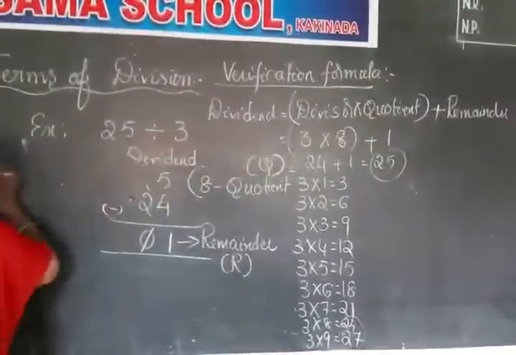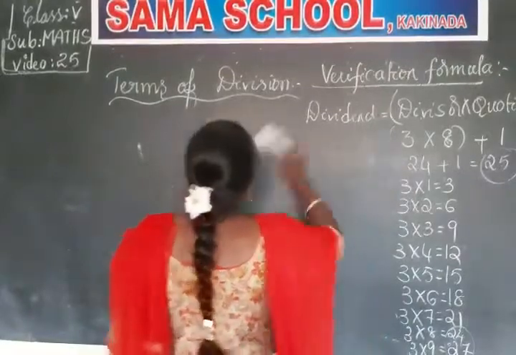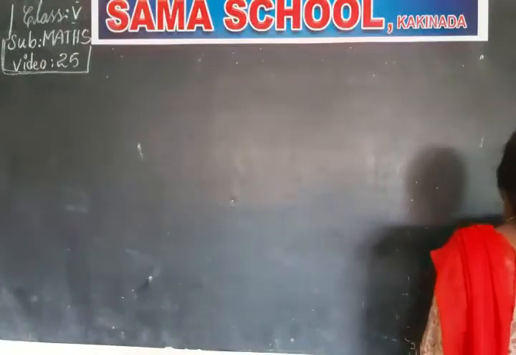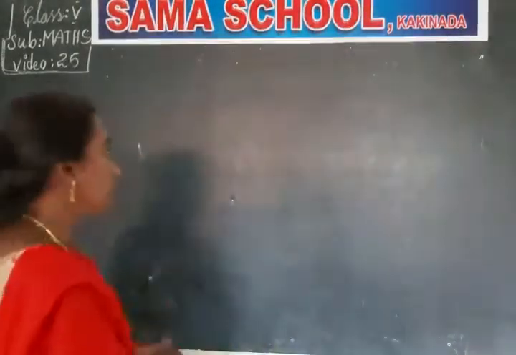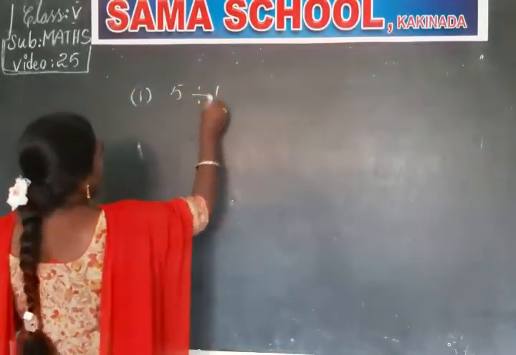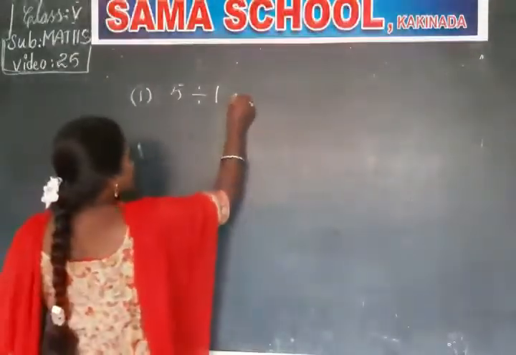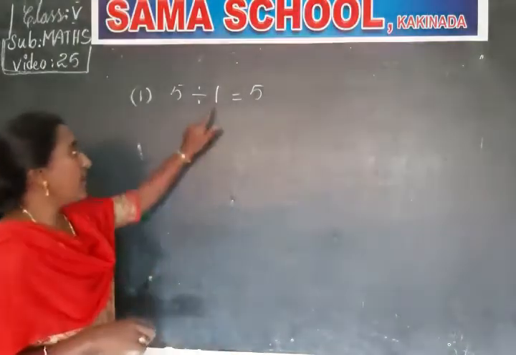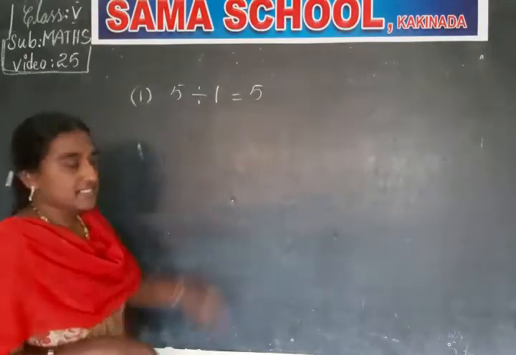And after that we learned the properties of division. We have learned 4 properties in division. Do you remember what the 4 properties are that we learned in the previous class? The first property is when a number is divided by 1, the result is always the number itself.